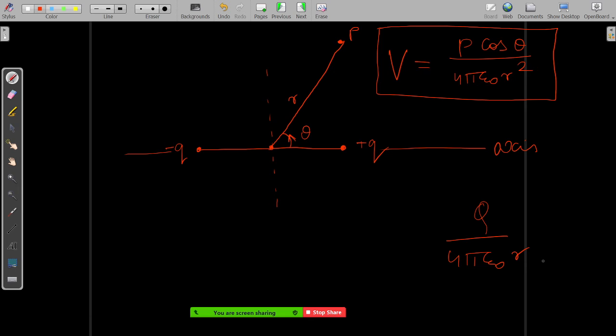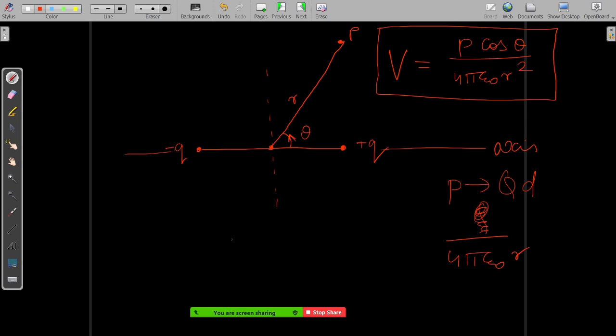Now we have two charges here. We are just placing P, so P is coming into the picture. And this P is what? Charge into the distance. So one distance is coming. We want the formula in terms of P, not in terms of Q.